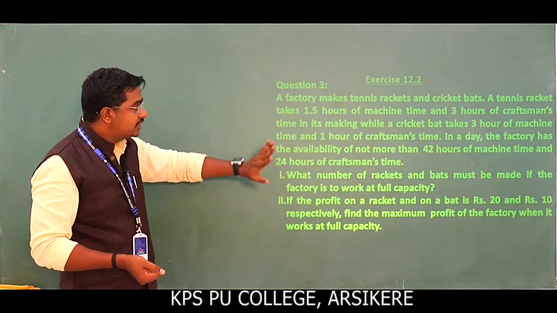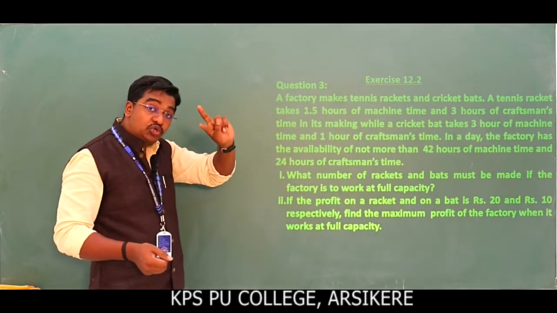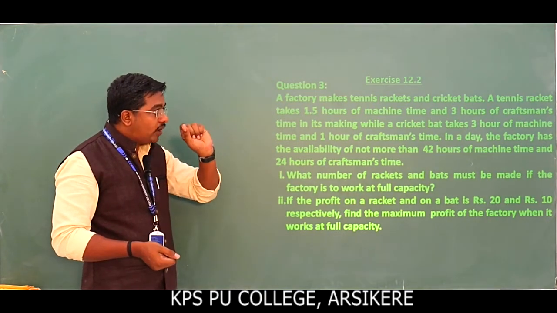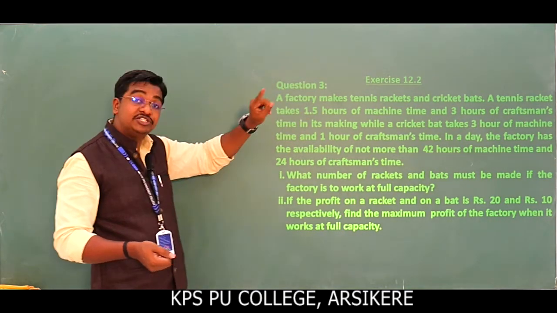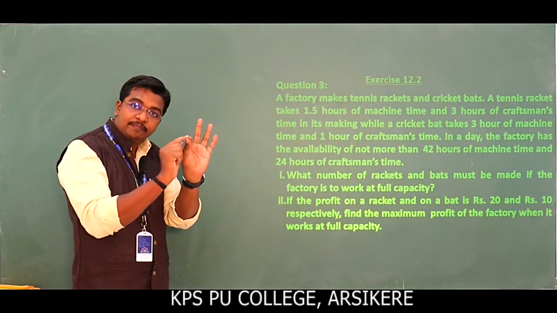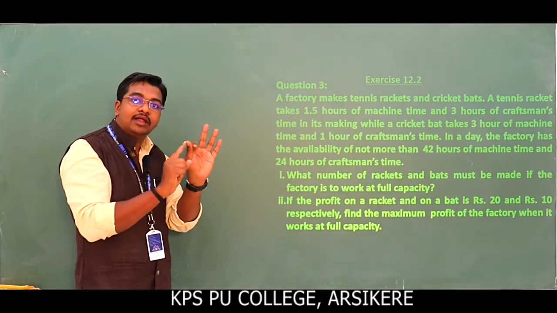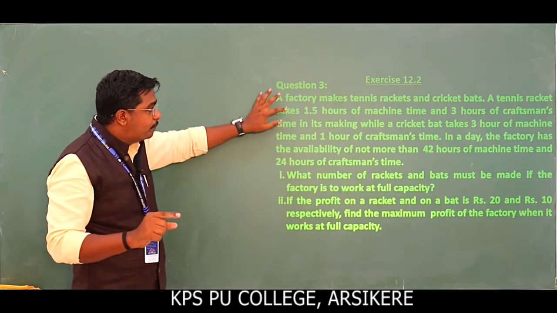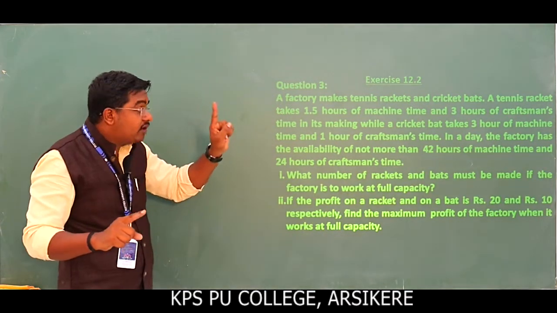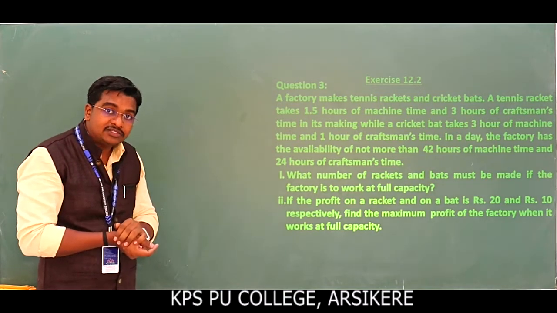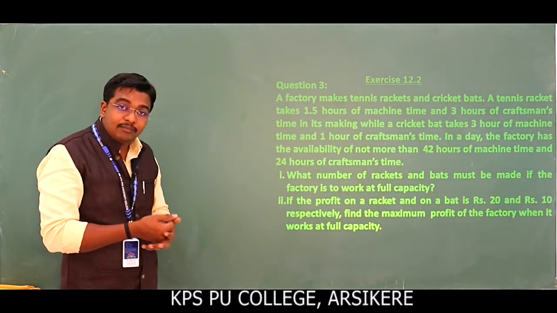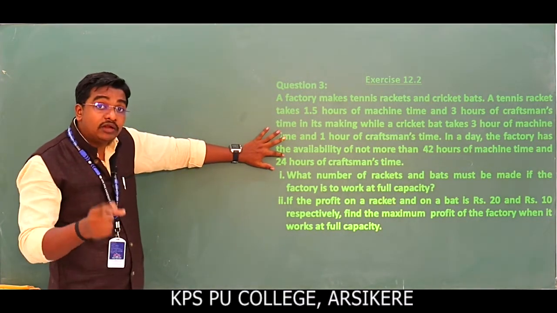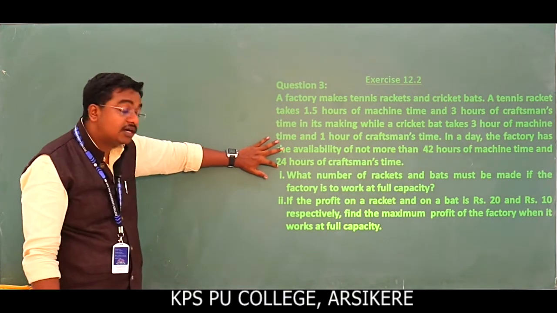Remember the important things here. The factory makes two things: tennis rackets and cricket bats. To make one tennis racket it takes 1.5 hours of machine time. To make one bat or one racket, the time has to come from the machine as well as the craftsman. So one racket takes 1.5 hours on machine and 3 hours of craftsman's time. Similarly for the cricket bat, 3 hours on machine and 1 hour of craftsman's time. Also given is the availability: not more than 42 hours of machine time and 24 hours of craftsman's time.